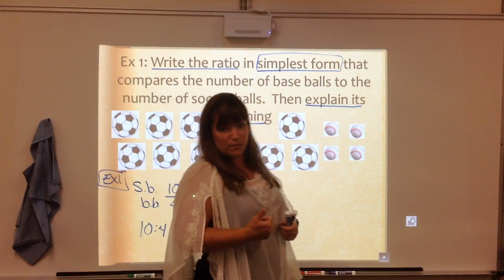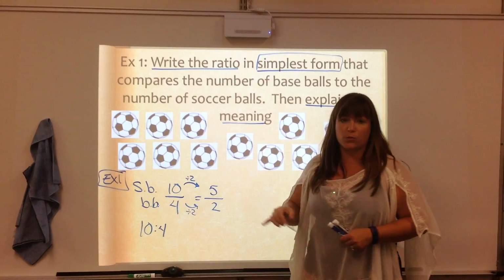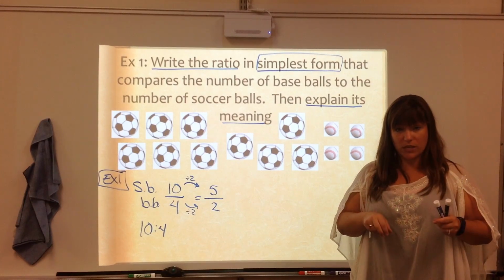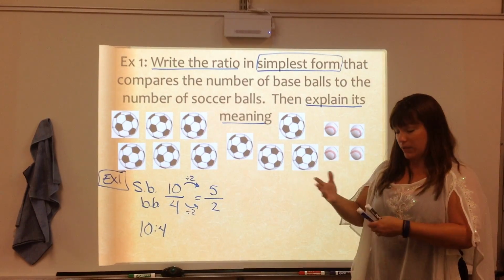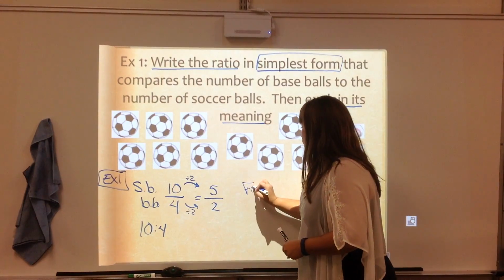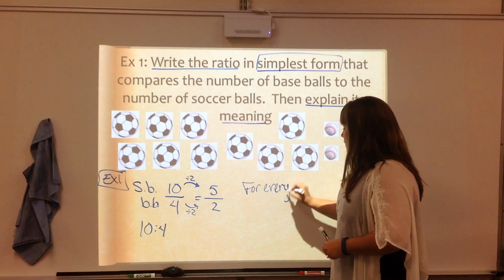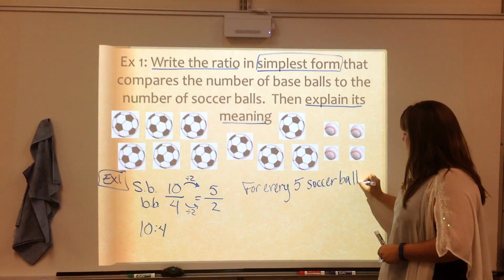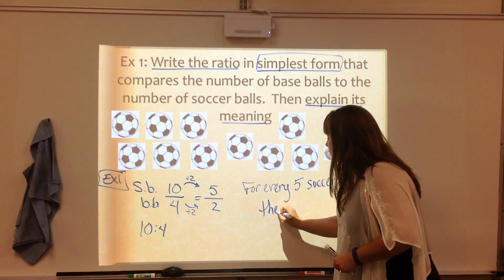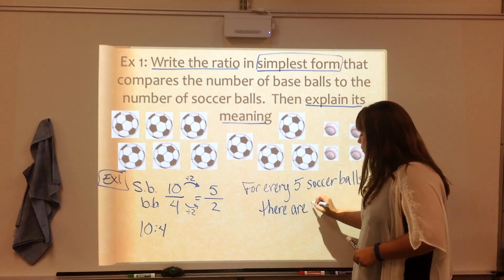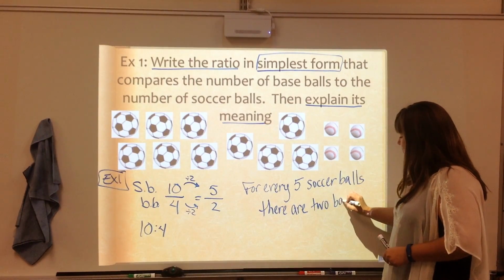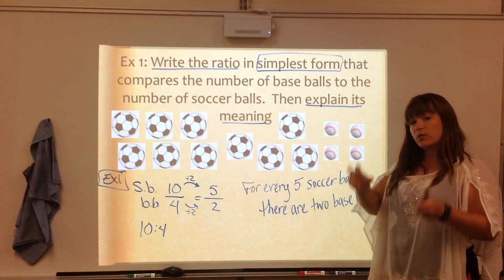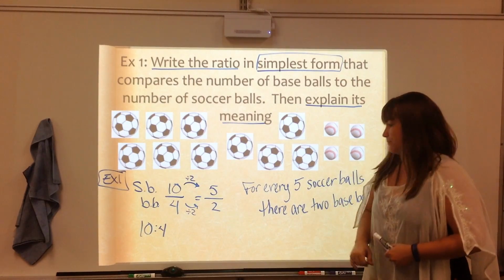Now we have to explain what this means. We are comparing 2 things. So we're going to use the second quotation. For every blank, there are blank. So for every 5 soccer balls, there are 2 baseballs. And that's all explaining the meaning is. Using that quotation, plugging in the context.